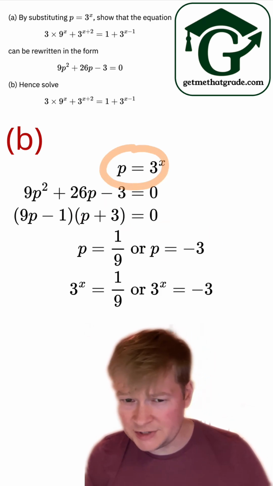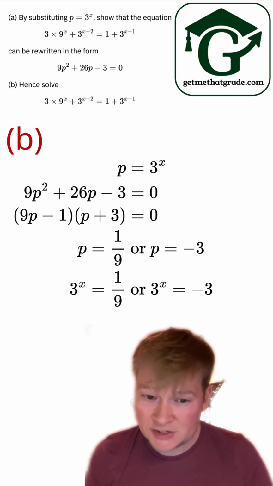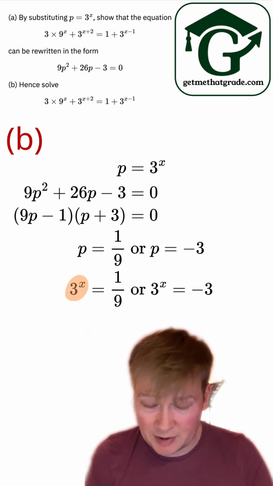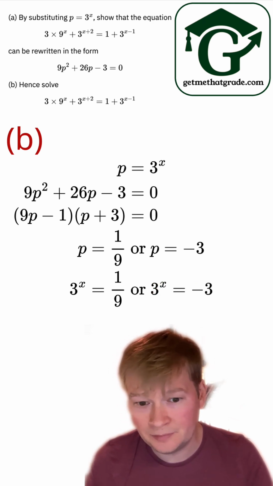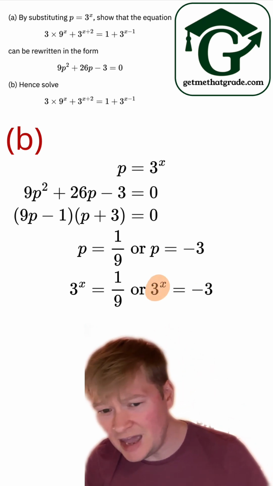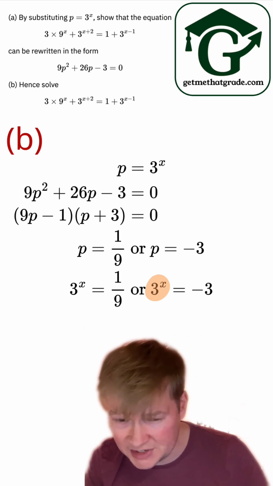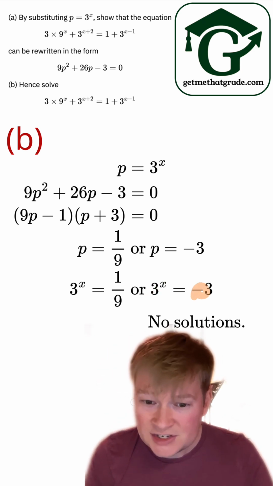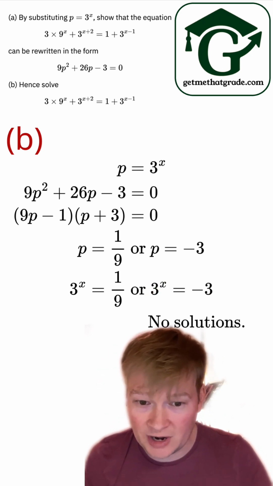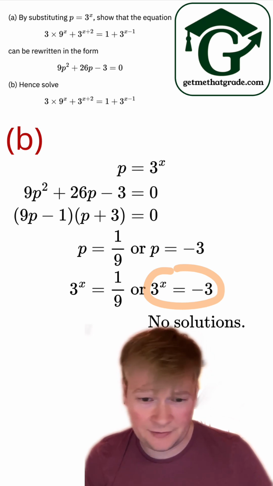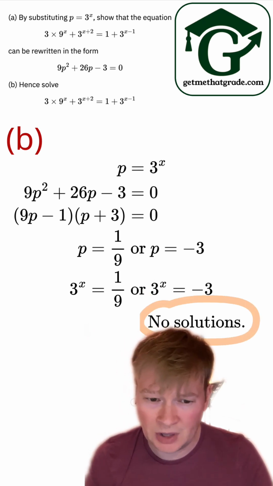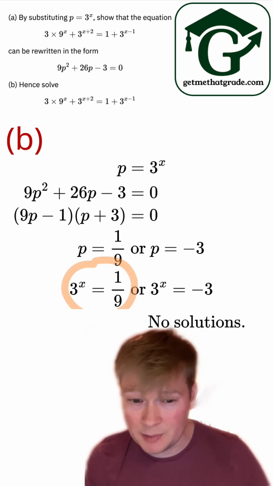Remember what p was? P was 3 to the power of x. So we're saying p, 3 to the power of x, is either 1/9 or 3 to the x is -3. But 3 to the power of x can only ever be positive. It can never be negative. So it can never equal -3. 3 to the power of x equals -3 has no solutions. So the only solution we're going to have is coming from here.